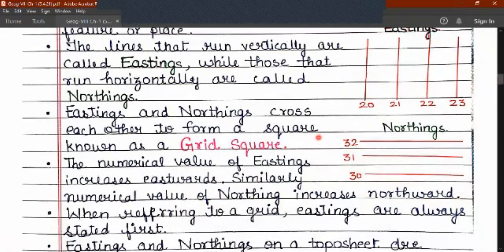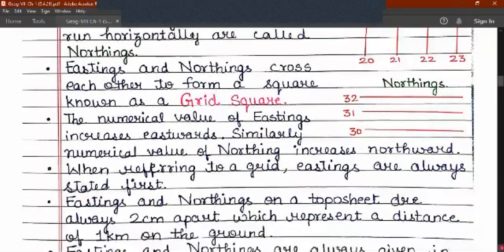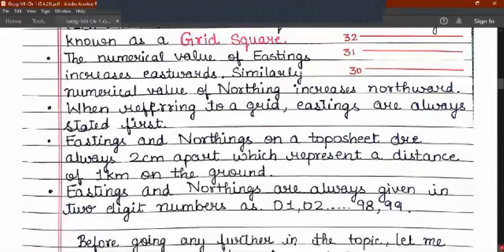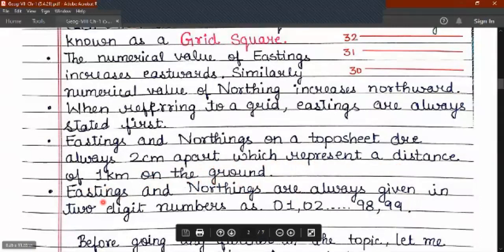Now, when referring to a grid, eastings are always stated first. First we state the easting value and then the northing value. Eastings and northings on a topo sheet are always 2 cm apart, which represents a distance of 1 km on the ground. Eastings and northings are always given in 2-digit numbers as 01, 02 up till 98, 99.